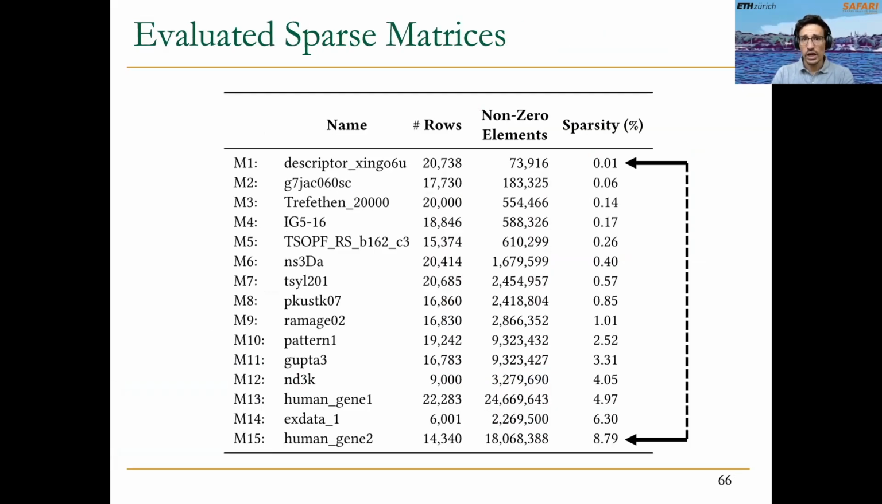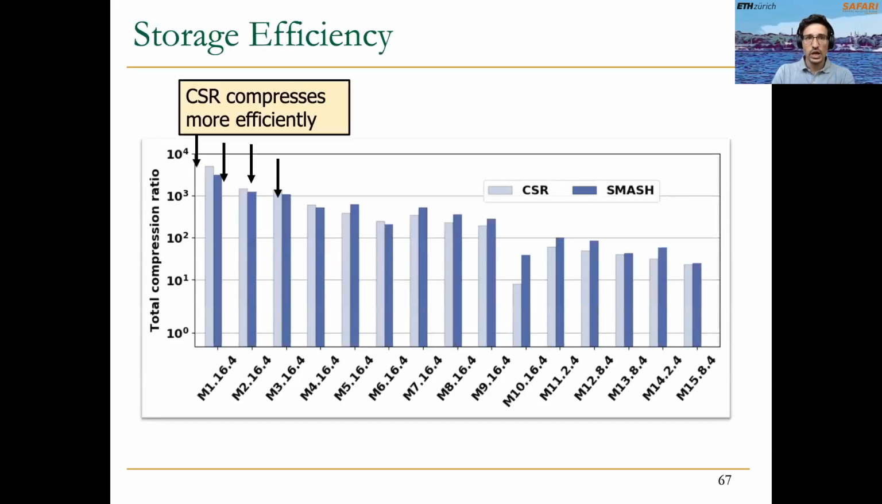We evaluated different matrices with different levels of sparsity, and evaluated the storage efficiency of SMASH compared to CSR. We can see that for very, very low or very, very high sparsity, with very, very few non-zero elements, as in these matrices here, CSR is slightly more efficient in terms of compression. But for the majority of matrices that we evaluated, SMASH is more space efficient than CSR.